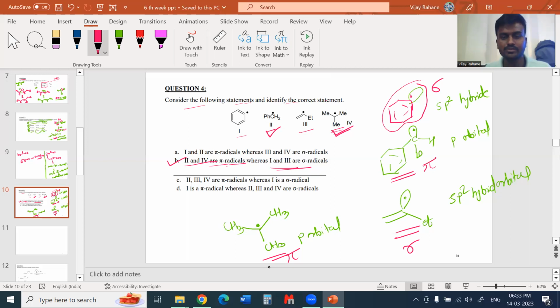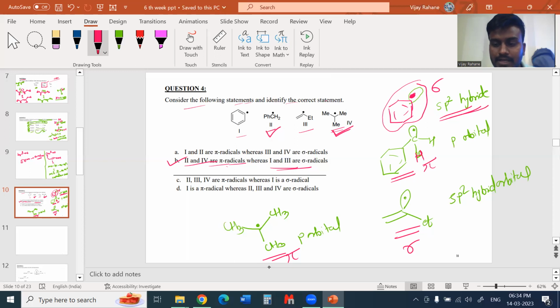So this is a simple question. We just need to draw the structure, and then assign which orbital the radical is in. In the phenyl radical, the radical is on an sp2 hybridized orbital. In the benzyl one, the radical is on the carbon atom, and the unpaired electron belongs to the p orbital of this carbon, so this one is the pi radical.